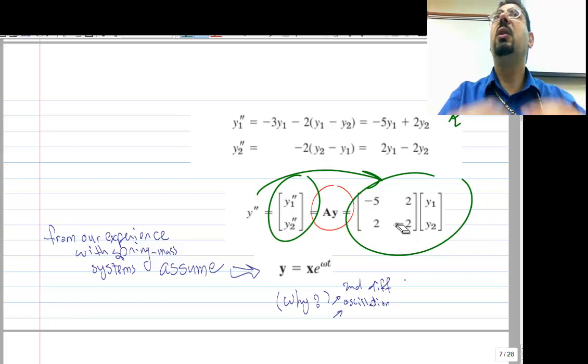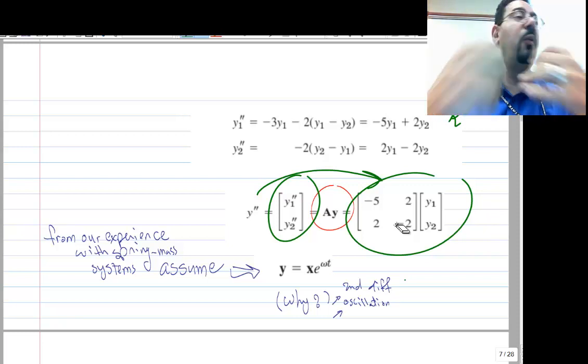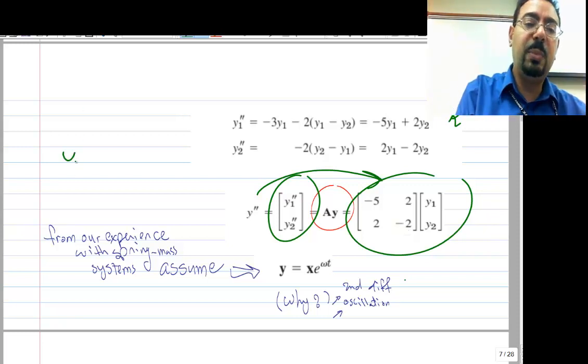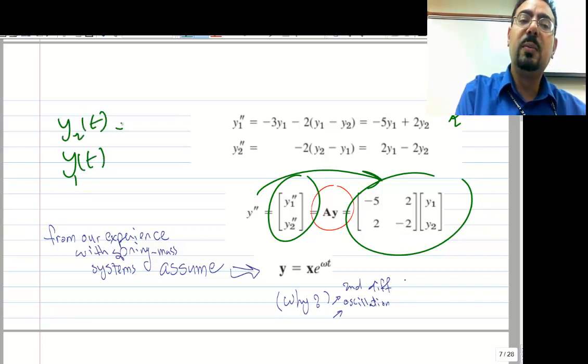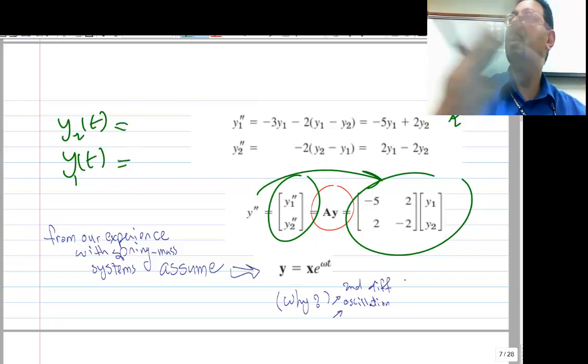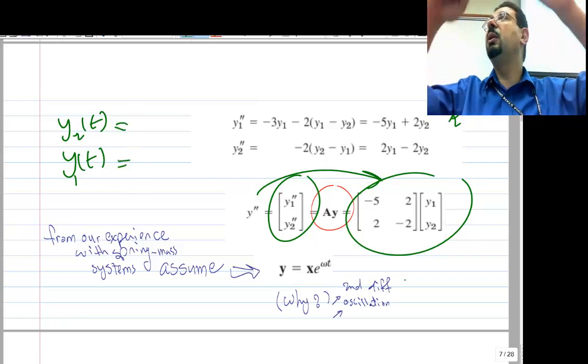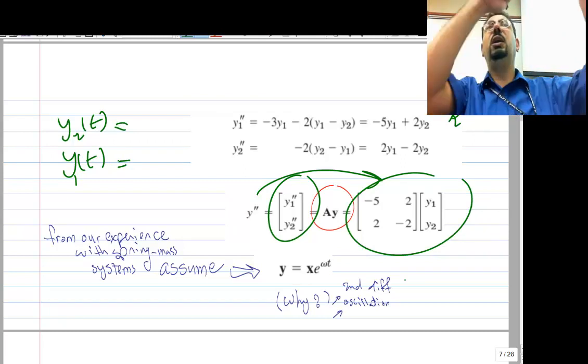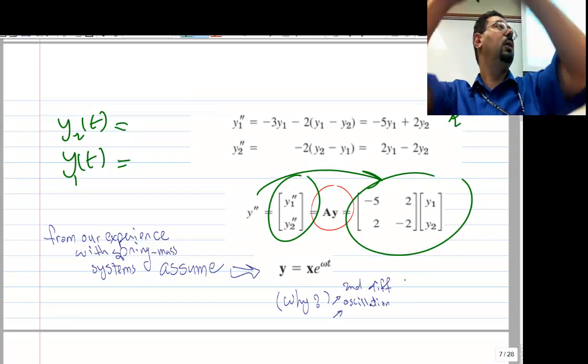Alright? So now the solution, the shape of the y. Remember we're solving for y1 as a function of t and y2 as a function of t. That's what solving an ordinary differential equation will give you. What are y1 and y2 doing with time? Are they going to oscillate like this or going to oscillate like this? Or?